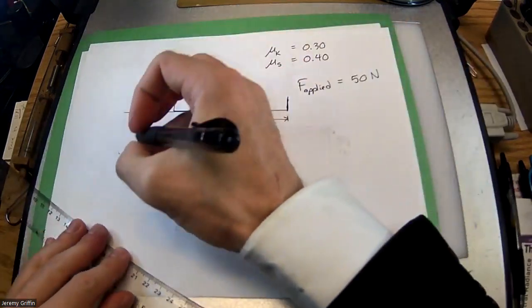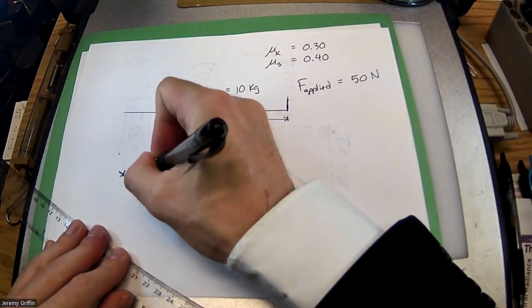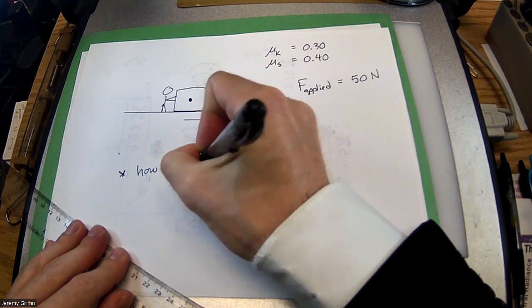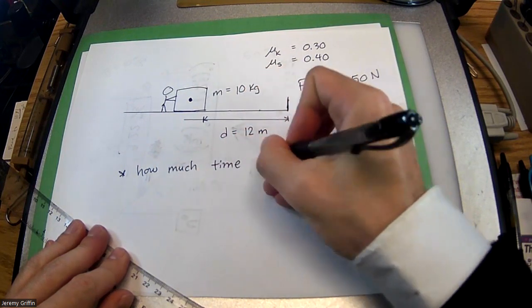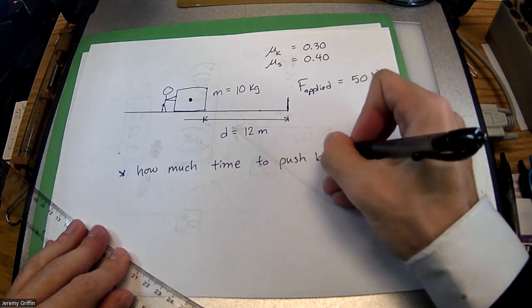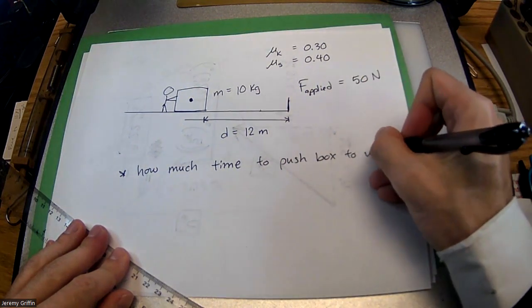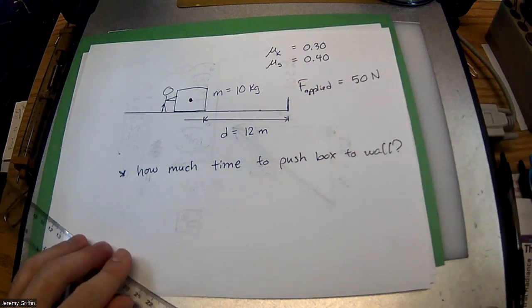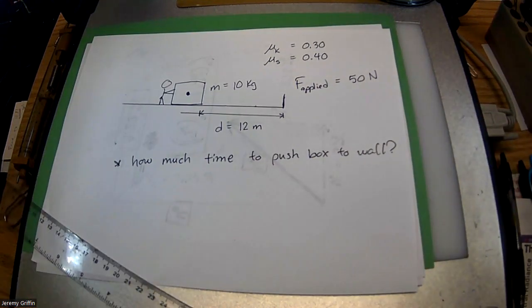And the question is going to be how much time to push the box to the wall. You guys get that? Any question so far? I'm giving you a hint here: it's gonna be a mix of unit 2 and unit 1.